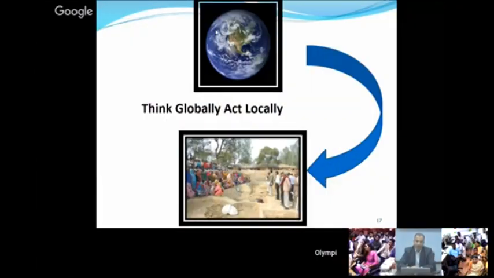My dear friends, there is a slogan called "Think globally, act locally." That is a very nice slogan. You have to collect the ideas from all over, but when you have to apply at the site at the local level, there should be a site specific solution.